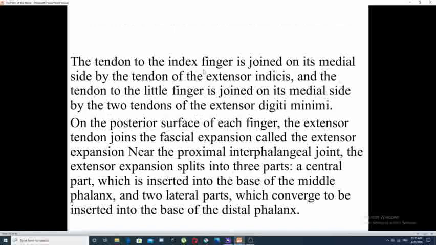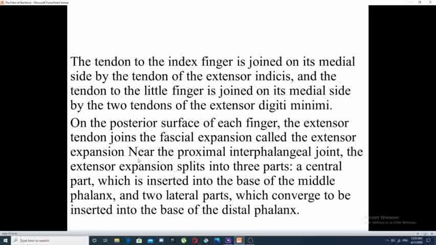The tendon to the index finger is joined by the tendon of the extensor indicis. Also the tendon of the little finger is joined by the tendon of extensor digiti minimi. On the posterior surface of each finger, the extensor tendon joins the fascial expansion called the extensor expansion.